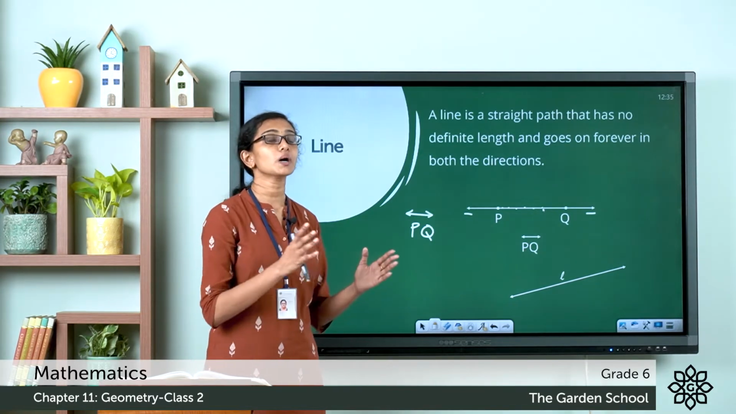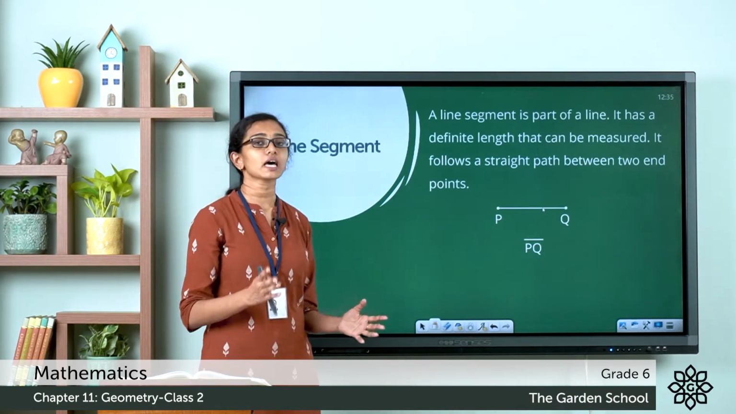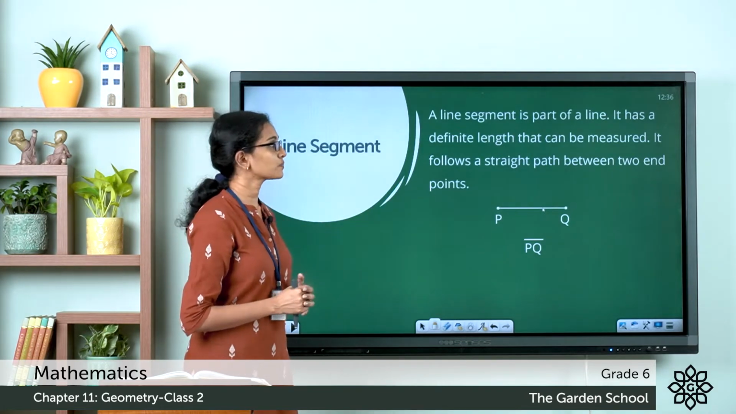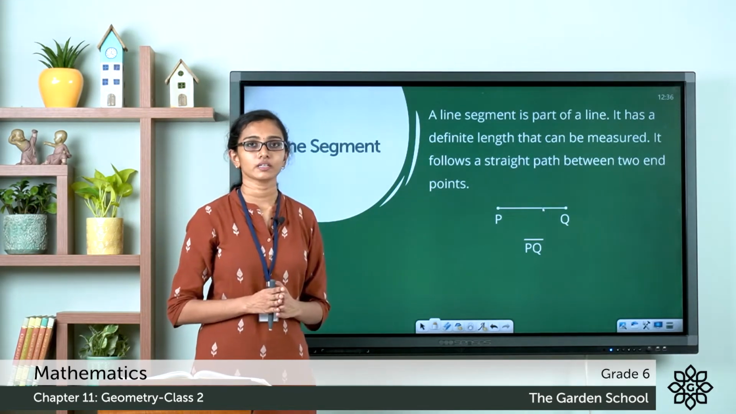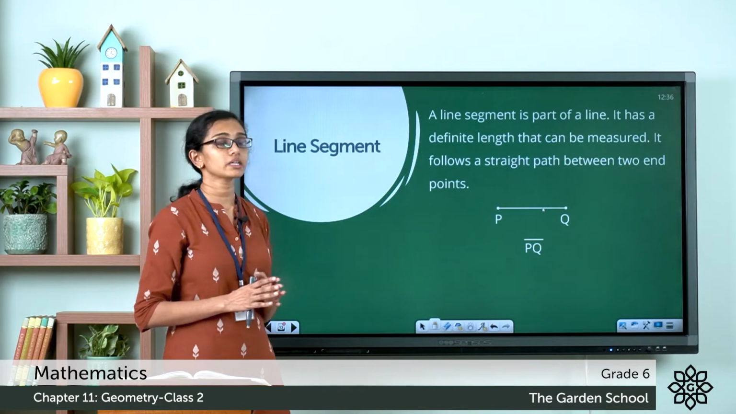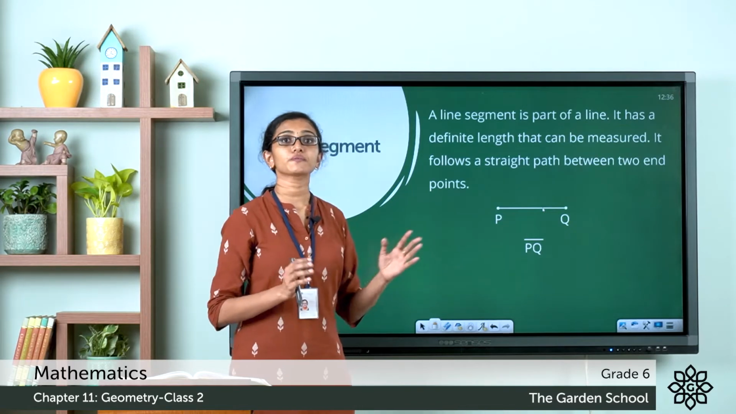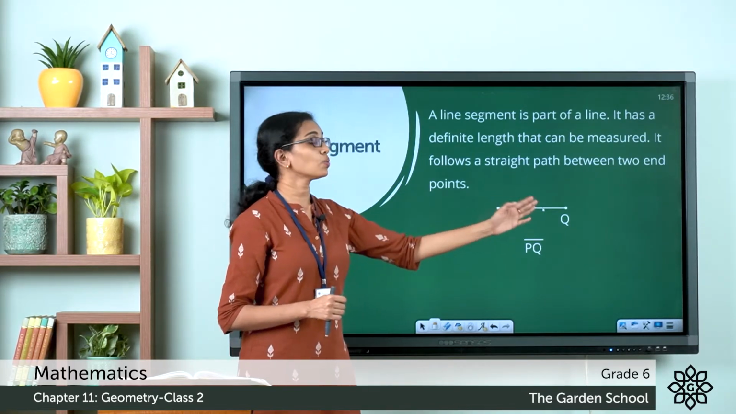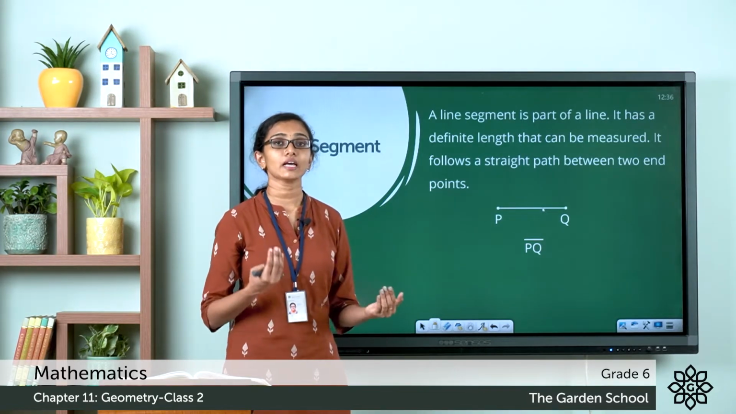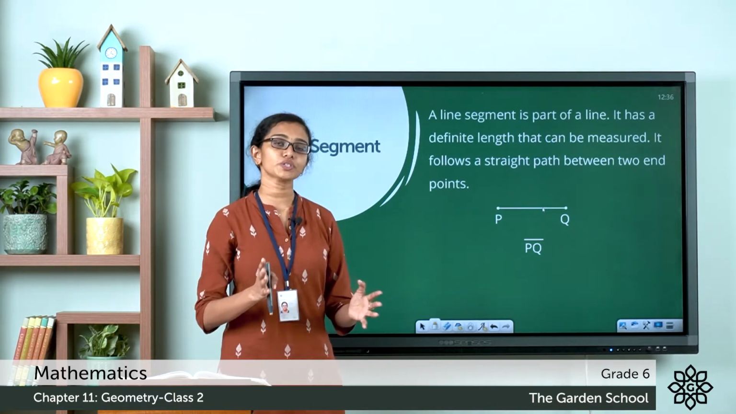Now what if we cut out a part of this line? That is called a line segment. A part of a line is a line segment. So how can we define a line segment? A line segment is a part of a line and it has a definite length. Why? Because it is just a part of a line. You can see there is a starting point and an ending point for this line segment. So you can mark 2 endpoints for a line segment. Since it has 2 endpoints, we can measure its length. So you can say a line segment has a definite length which can be measured.